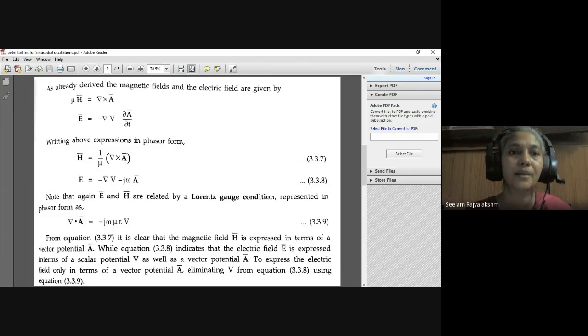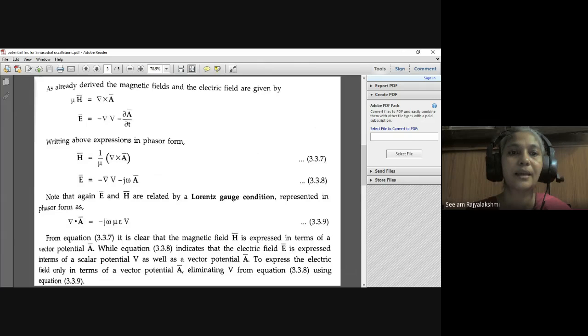So writing the above expressions in phasor form. Let us rewrite these equations in phasor form. So H̄ is equal to 1 by μ, so we are sending μ to that side, ∇ × Ā. Ē is equal to minus ∇V minus jωĀ. So this is equation number 7 and this is equation number 8.